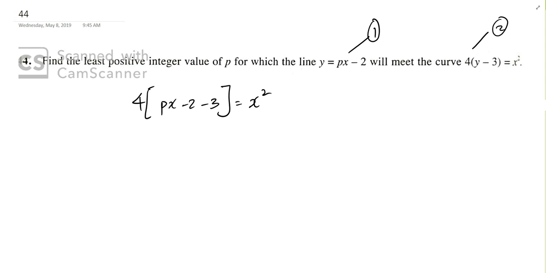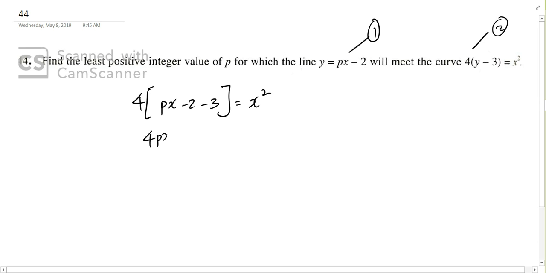From here you want to rewrite into ax squared plus bx plus c. Okay, let's do that. So 4px, this is minus 5 minus 20 equals to x squared. x squared minus 4px plus 20 equals to 0. Okay, you got to form ax squared plus bx plus c equals 0 already. What do we do next?